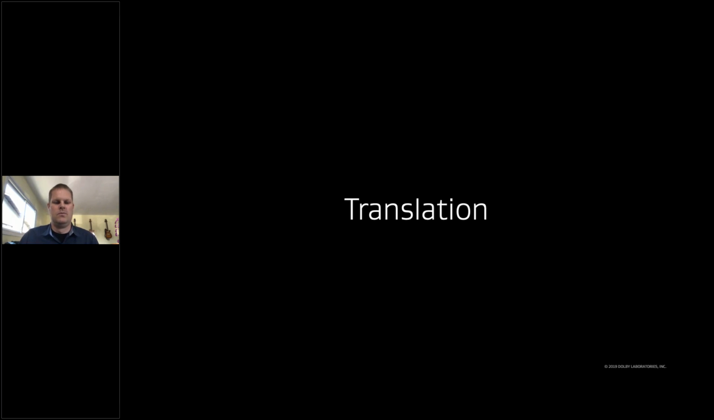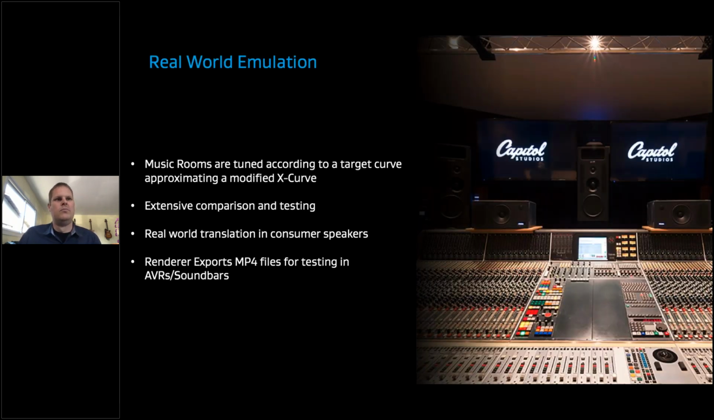So we've done an awful lot of work over the last best part of a decade investigating what's needed to make that happen, and applying that now to music rooms. So music rooms, we are tuning to a target curve, which starts at a modified X and backs out from there. In a more near field room, you're probably not going to have it actually hitting that X curve.